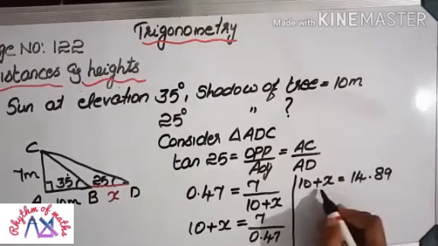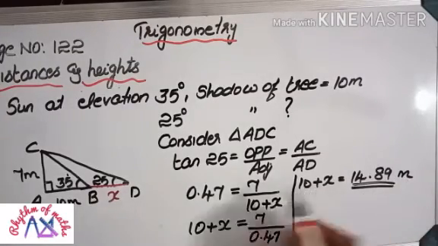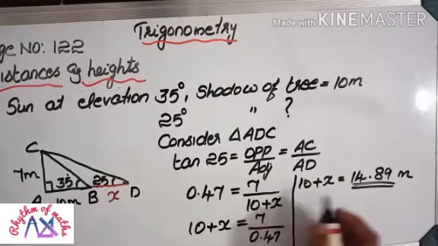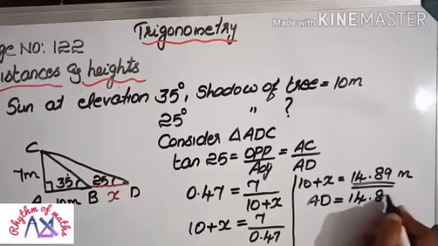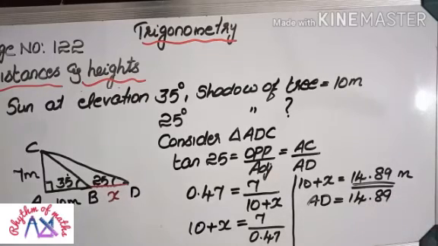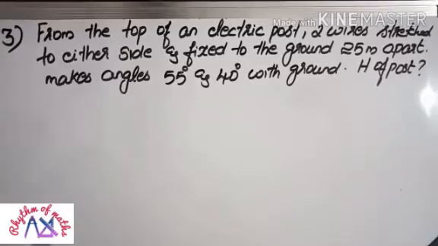Here we got 10 plus x as 14.89 meter. What is 10 plus x? 10 plus x is AD. So AD equals 14.89 means the second shadow. The second shadow at an angle of elevation 25 degree is 14.89 meter. This is the answer. Next is question number 3.